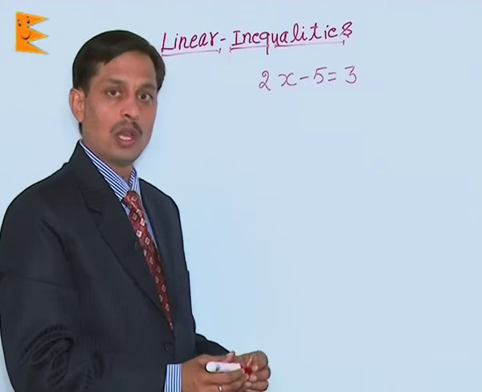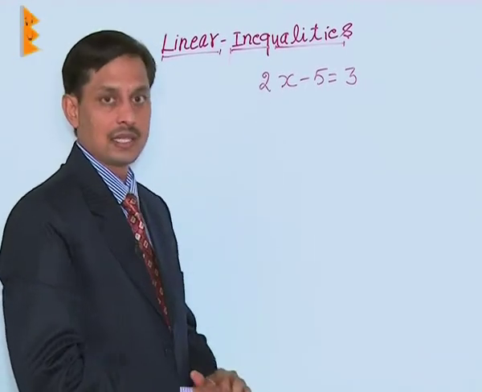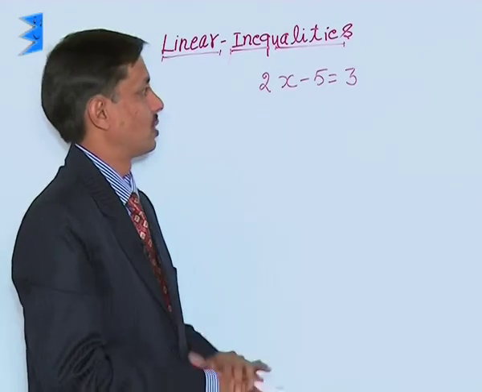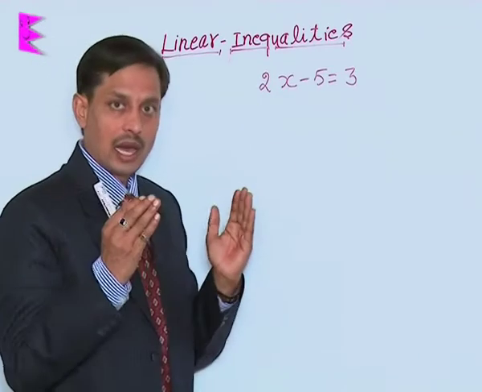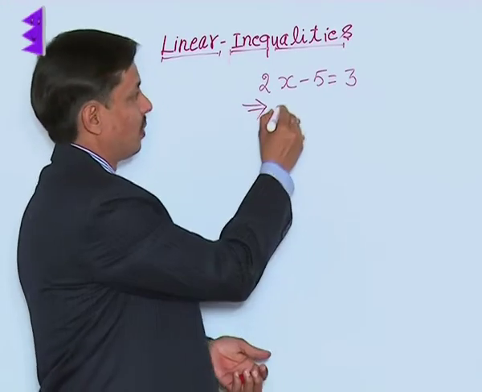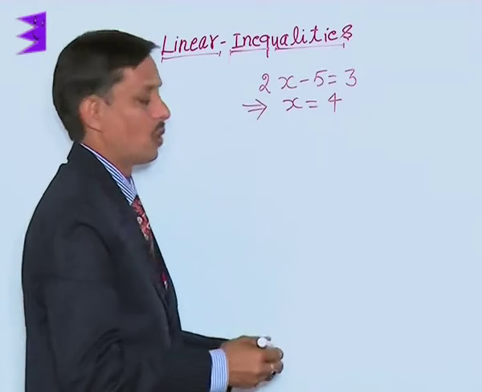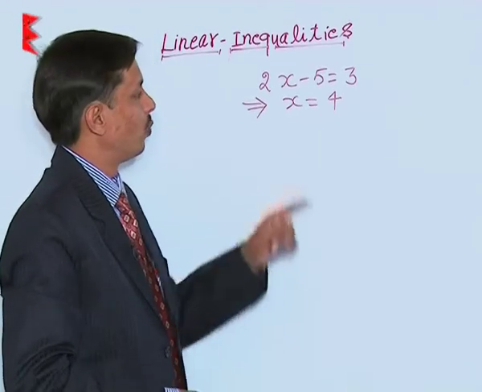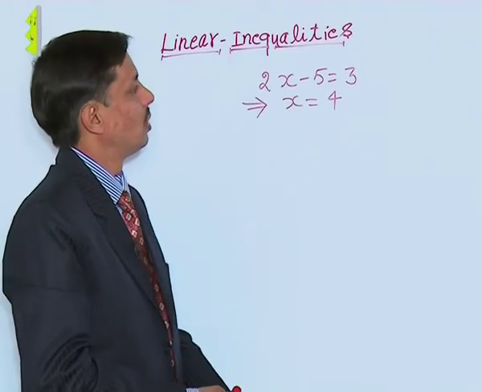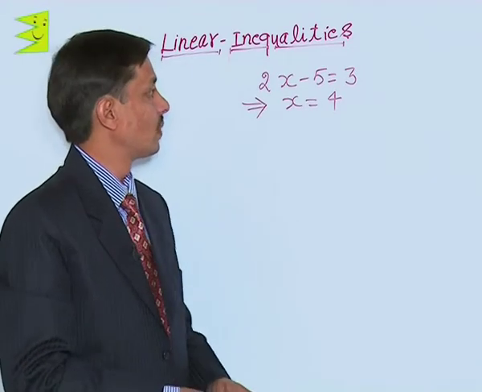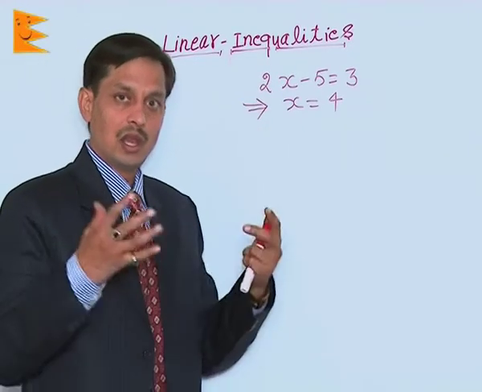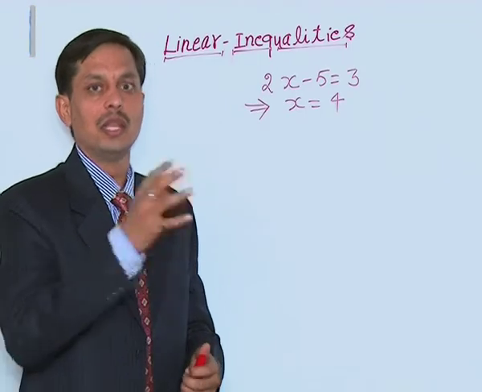Here the variable is only one, that variable is x, 2 is the coefficient, minus 5 and 3 are the constants. So if I ask you to solve, your answer in a few seconds will be x is equal to 4, which is the only value which will satisfy this linear equation 2x minus 5 is equal to 3. Now the problem is how to convert a linear equation into a linear inequality.